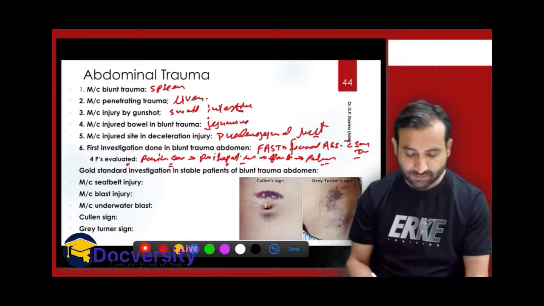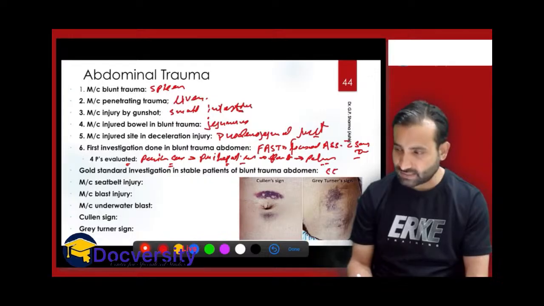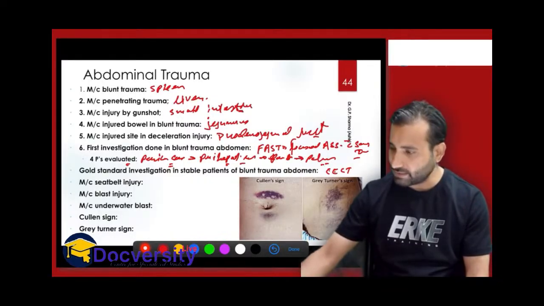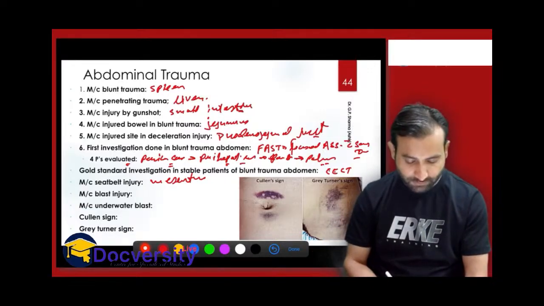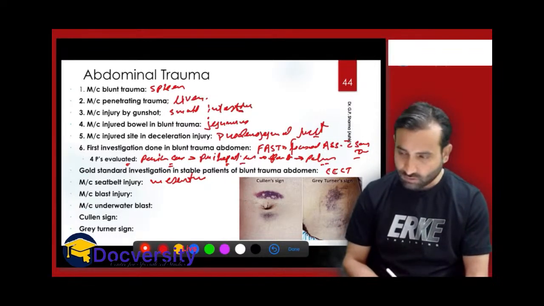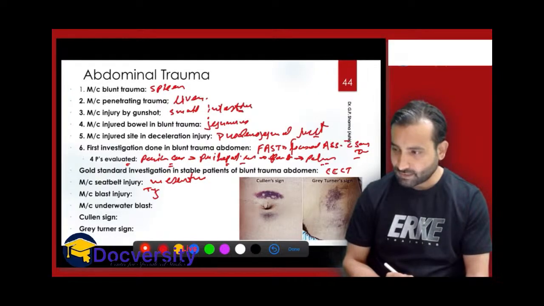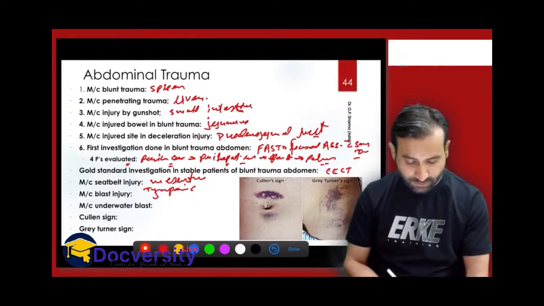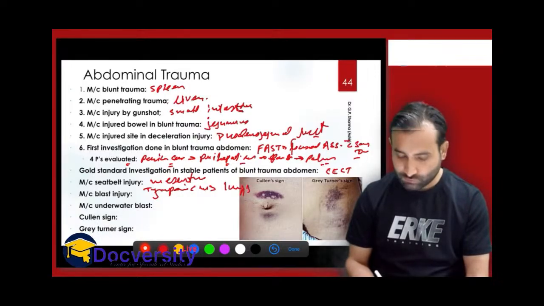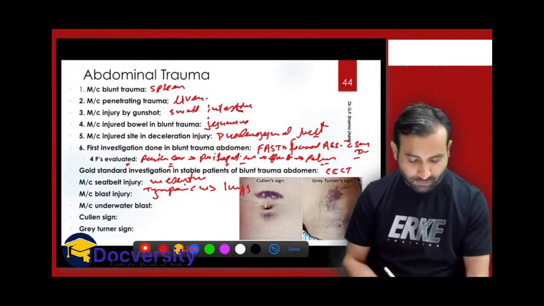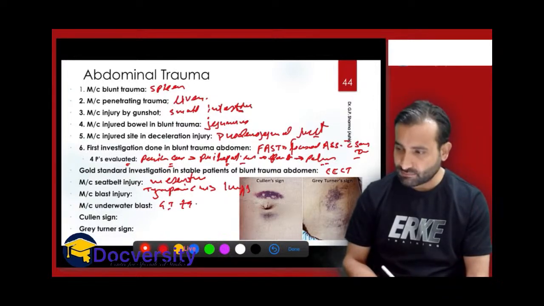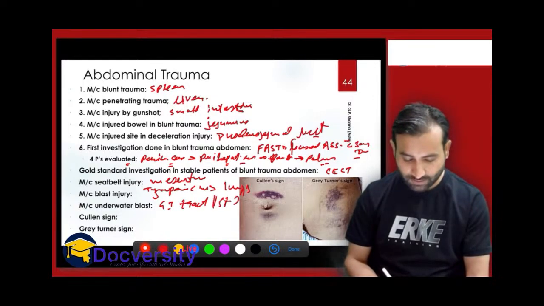Gold standard investigation in stable patient of blunt trauma abdomen, that is CT scan. We have to go for what? CECT, contrast enhanced CT scan. Most common seatbelt injury, that is mesentery. Most common blast injury, if there is a blast, then that is tympanic membrane. Blast injury is tympanic membrane. Then it goes to the lungs, right? And the most common underwater blast injury, if there is an underwater blast, then it is GI tract, that is stomach.